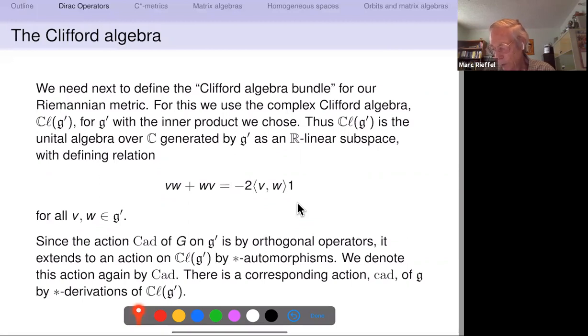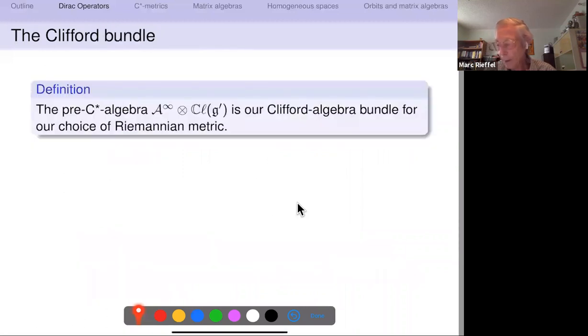And since the coadjoint action on the dual of the Lie algebra is by orthogonal operators, it extends to an action of the Clifford algebra by star automorphisms. And we'll denote that action again by CAD. And there's a corresponding action of the Lie algebra of the group by star derivations of the Clifford algebra. And then we can take the tensor product of A infinity with this Clifford algebra, and that's the Clifford algebra bundle, really meaning the analog of the cross sections of the Clifford algebra bundle for our given choice of a Riemannian metric.